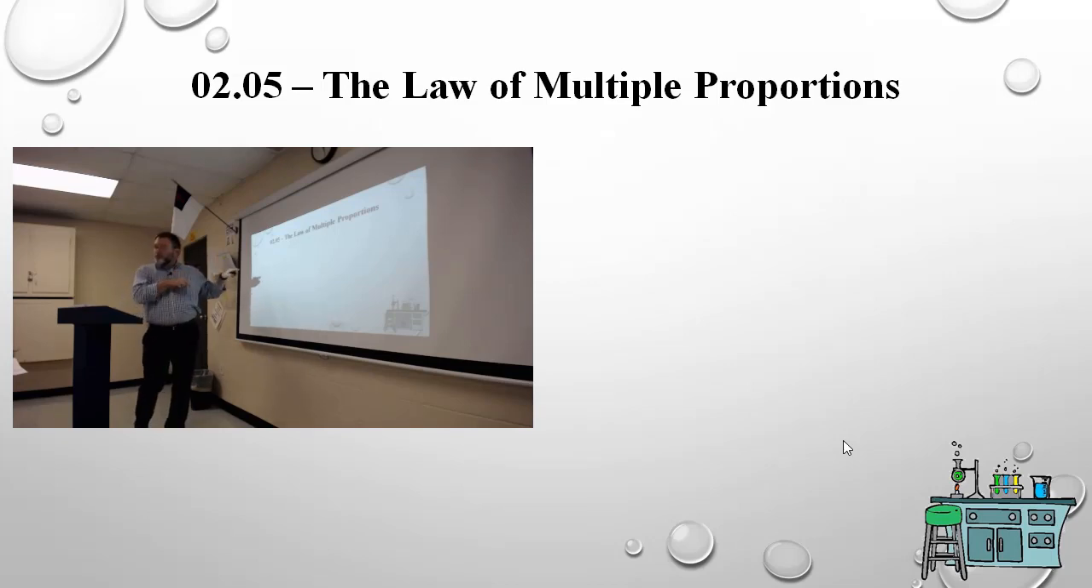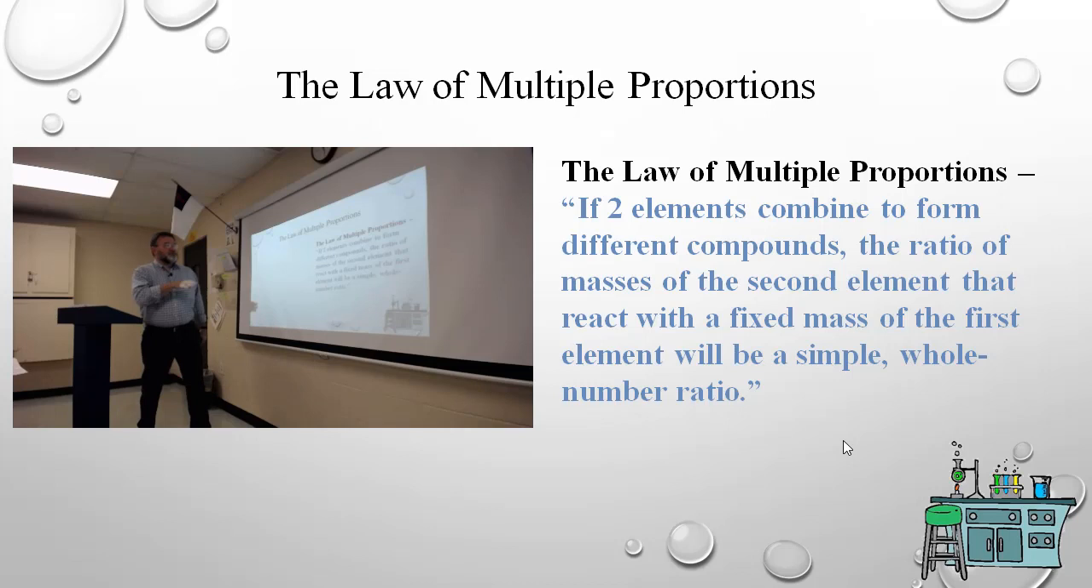The law of multiple proportions here, though, says that if 2 elements combine to form different compounds, here's the key. If 2 elements combine to form different compounds, it can happen. And the example we're going to use, carbon and oxygen are combined, but you can get more than one product from that reaction. And this definition is in your book. That if 2 elements combine to form different compounds, the ratio of masses of the second element that react with the fixed mass of the first element will be a simple whole number ratio. I know you've already got that memorized because you're hard chargers, we've already memorized ahead. However, what does that really mean?